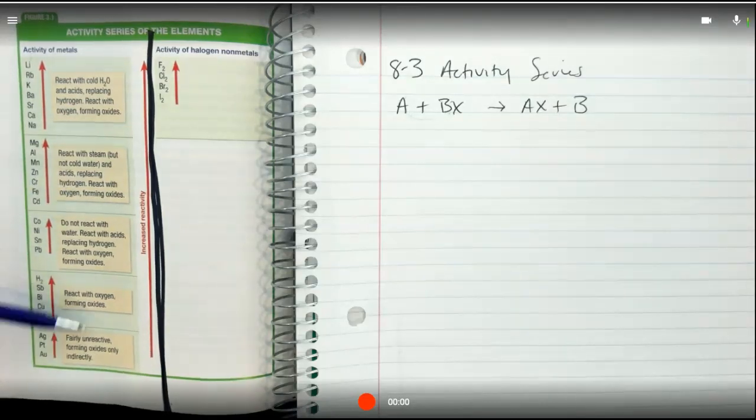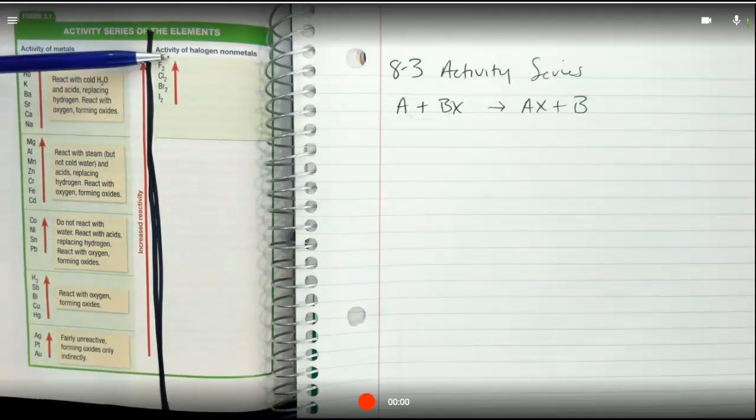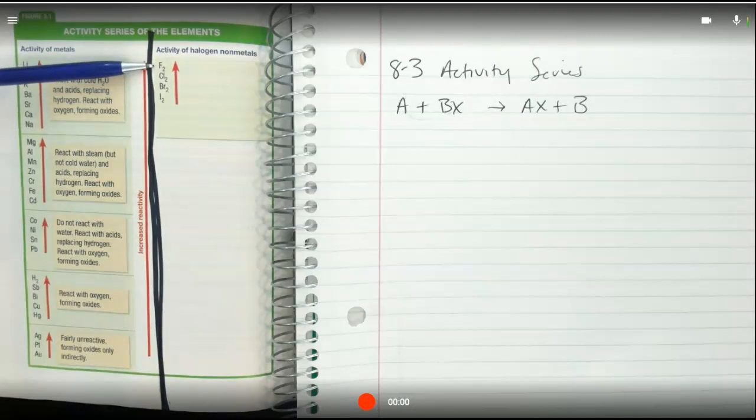Make sure you're paying attention to these particular boxes because they'll give us some additional information. For example, magnesium can react with steam, but not cold water. So if magnesium is with just water, no reaction. With steam, it will have a reaction. Same thing for the halogens over here. Fluorine can replace chlorine, bromine, and iodine.